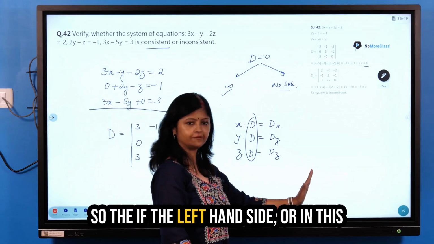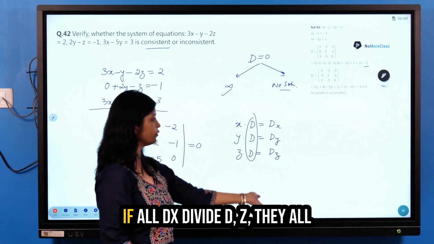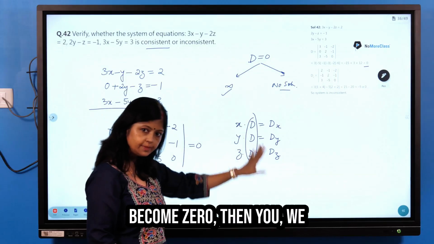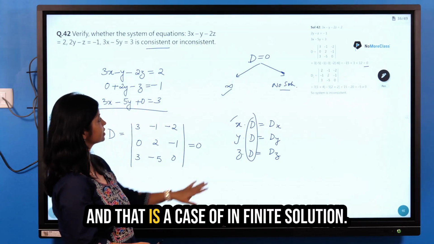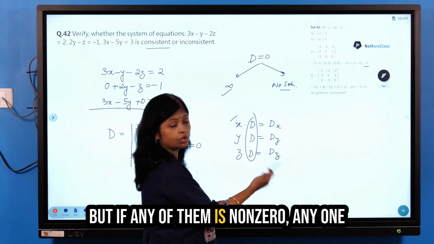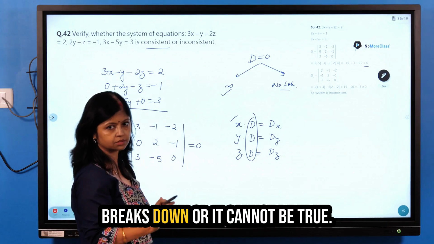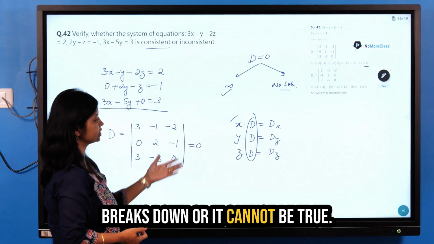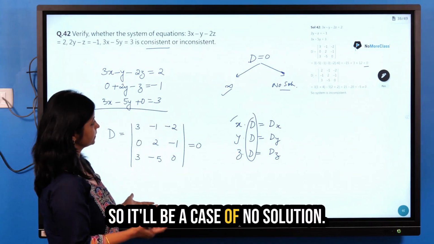So if the right hand side is also 0, if Dx, Dy, Dz all become 0, then we can put x, y, z any value, and that is a case of infinite solutions. But if any one of them is non-zero, then the system breaks down, or it cannot be true. How can 0 be equal to non-zero? So it will be a case of no solution.